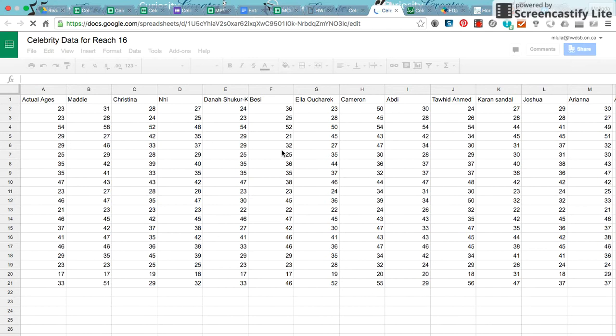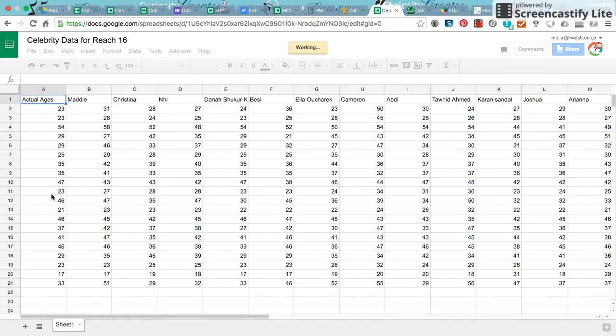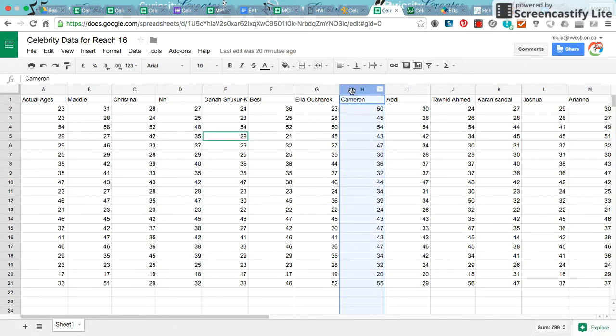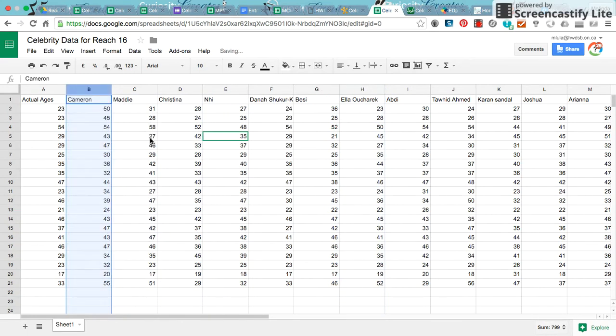In the celebrity data file, I would like you to copy down your numbers. So I've actually used the actual ages. Don't worry about those. Those are already stored in the next file I'm going to show you. So if you want, and if it makes you happier, you can move the column over so that you can have your name beside the actual ages. In any case, copy down the numbers you wrote. So for Cameron here, it would be 50, 45, 54, in the correct order. So copy down those numbers.